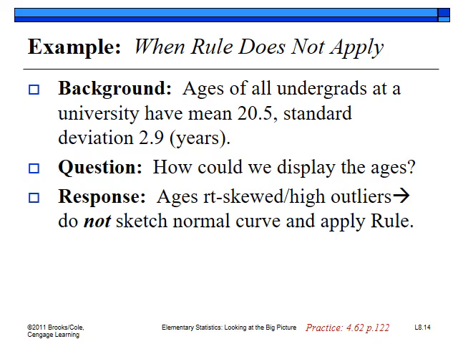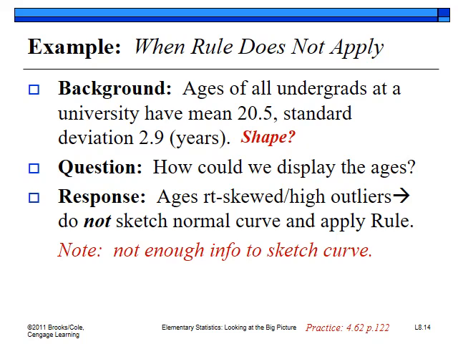Since there will be some older people enrolled in a university, we would expect there to be some high outliers, which would skew the distribution to the right. Since we don't expect this to be a normal curve, we would not sketch it with the normal curve, and we would not apply the 68, 95, 99.7 rule. Since we don't know exactly what the data points are, we don't have enough to sketch the curve.